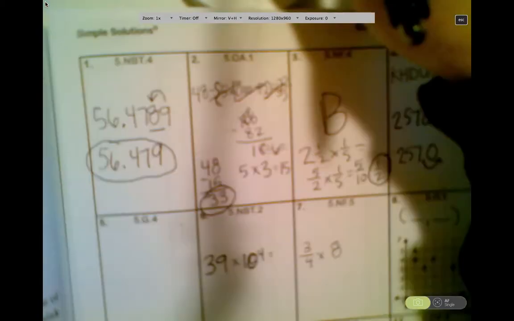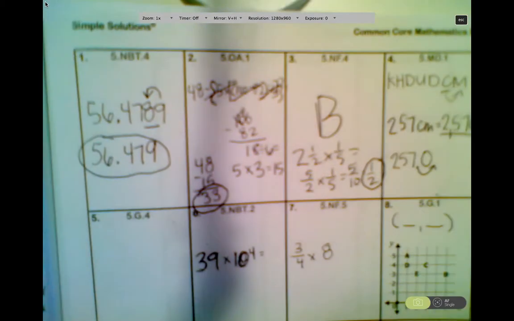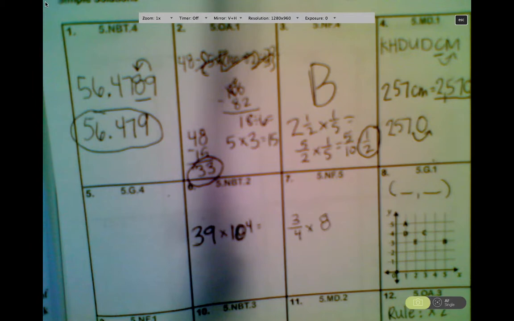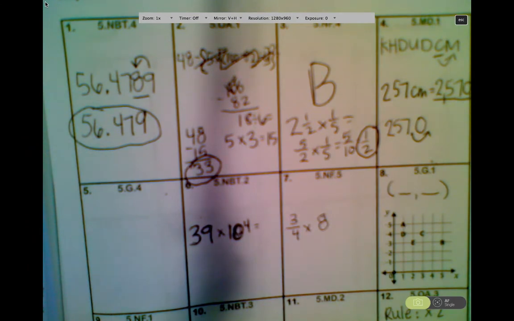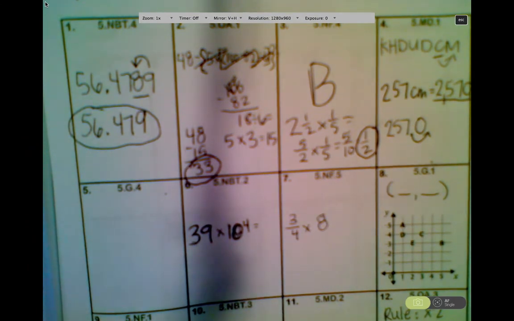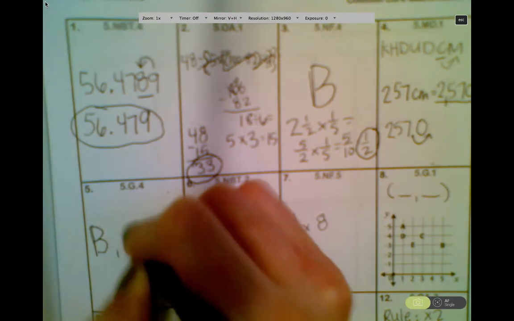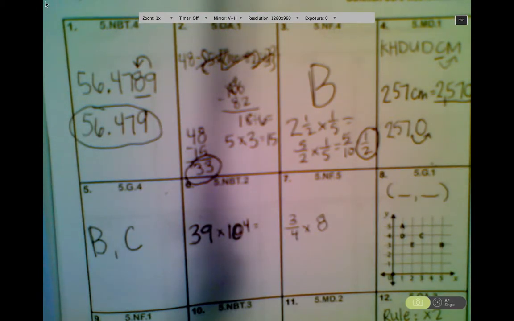Now number 5. Which polygons are congruent? Congruent does mean they are the same shape and the same size. The answer is B and C. Number 6.